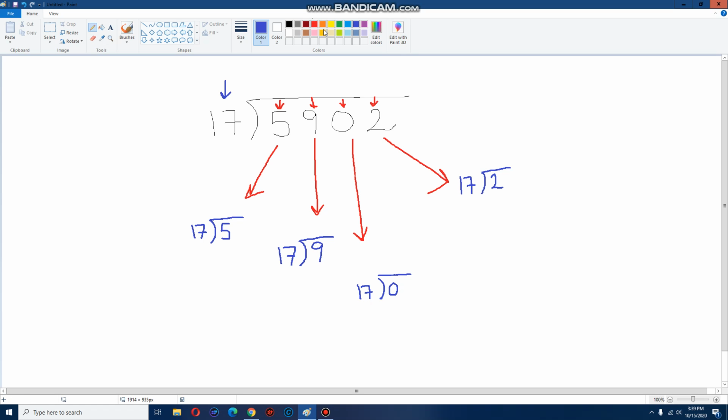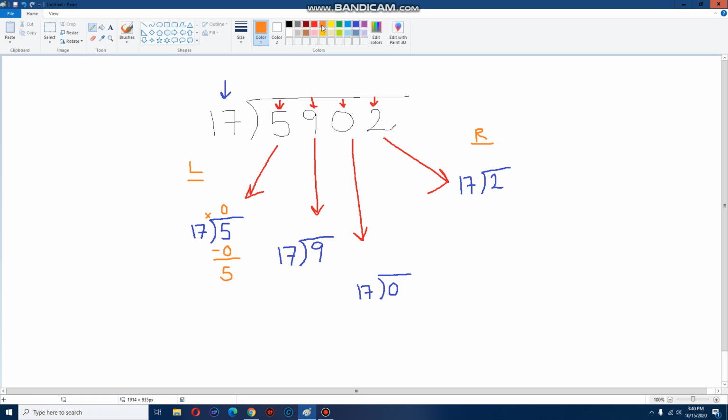We are now going to use the split division technique. So we always start from the left side first and go all the way to the right side. So let's start with the left side first. So 17 multiplied by some number is very close to 5. The answer? 0, because 17 times 0 is 0. And then when you do 5 minus 0, we get 5.